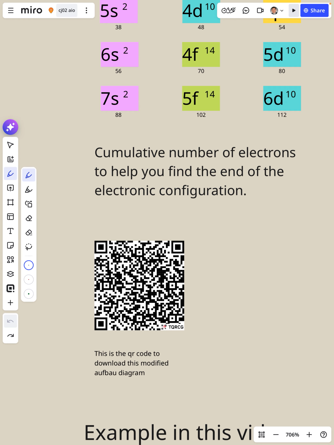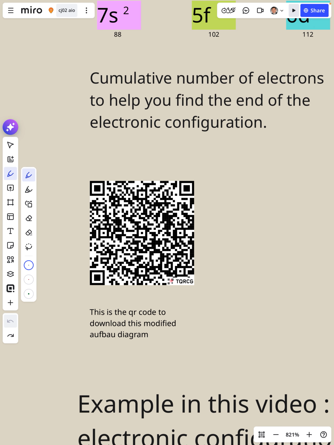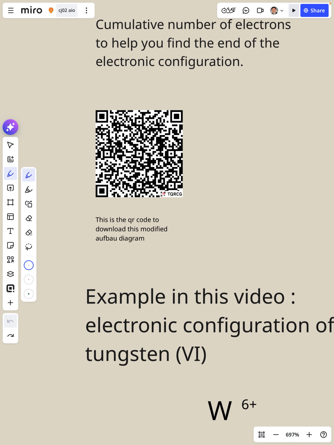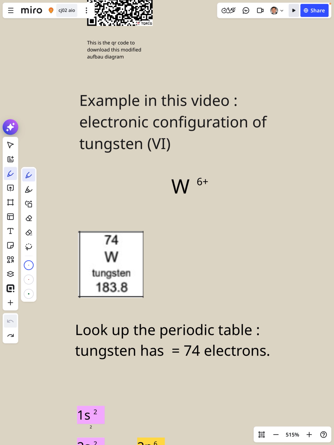You can make this yourself, or if you want to download it, you can use this QR code to download this modified Aufbau diagram. It will open up my Miro, and then you can copy the modified Aufbau diagram. In this video, we are going to make an example.